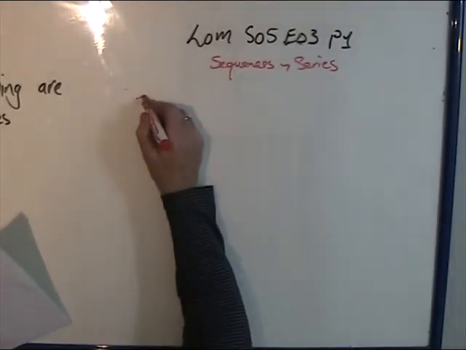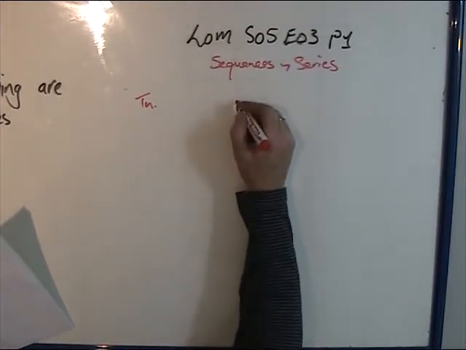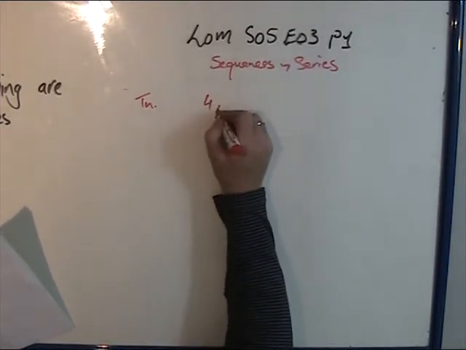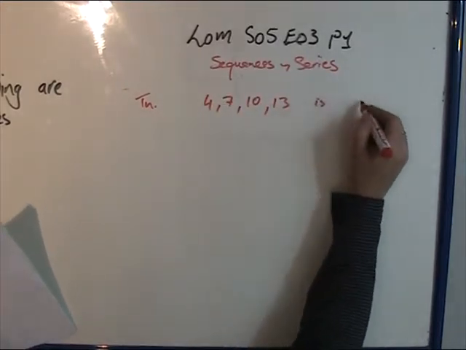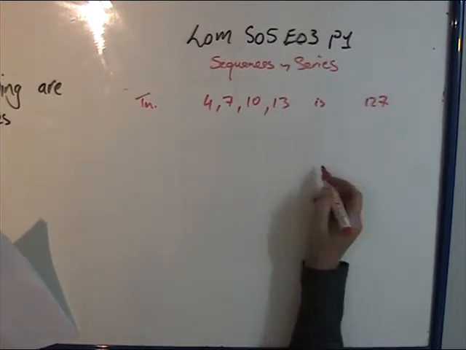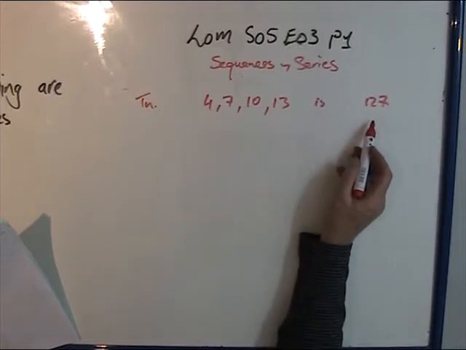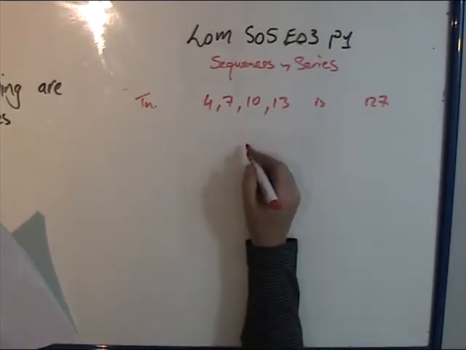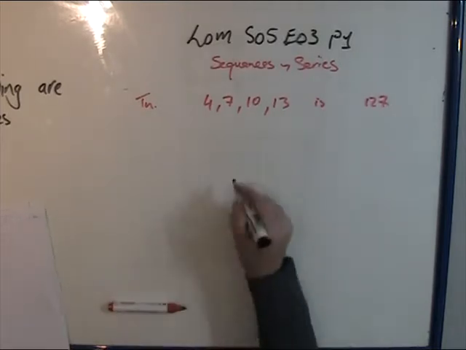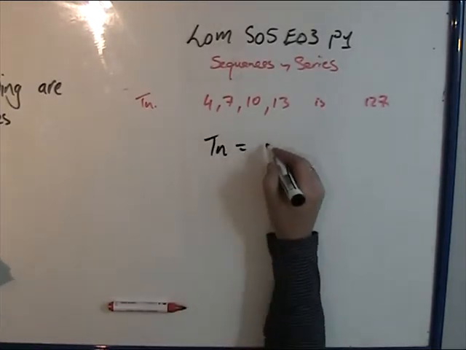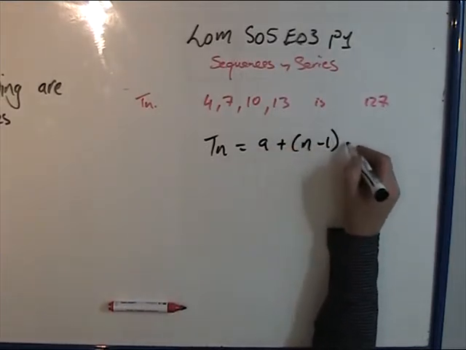If Tn of the arithmetic sequence 4, 7, 10, 13 is 127, so of this sequence, Tn is 127. First of all we write down our formula. Tn is equal to A plus (n minus 1) times d.